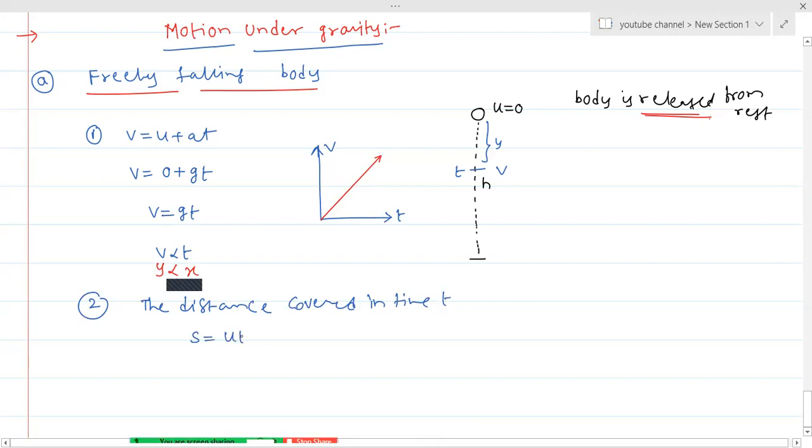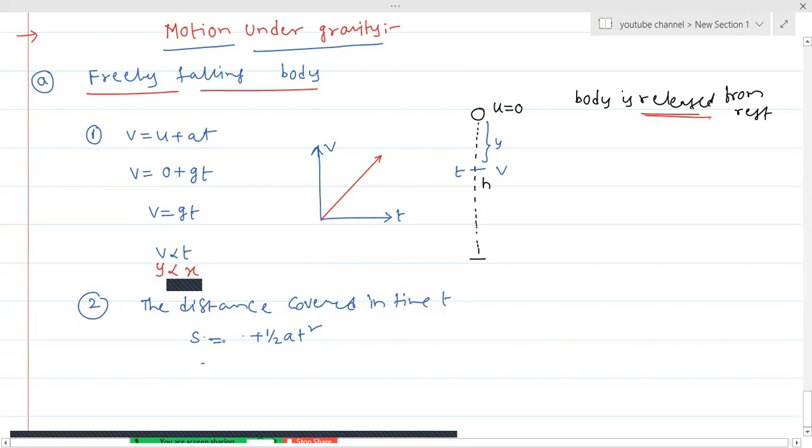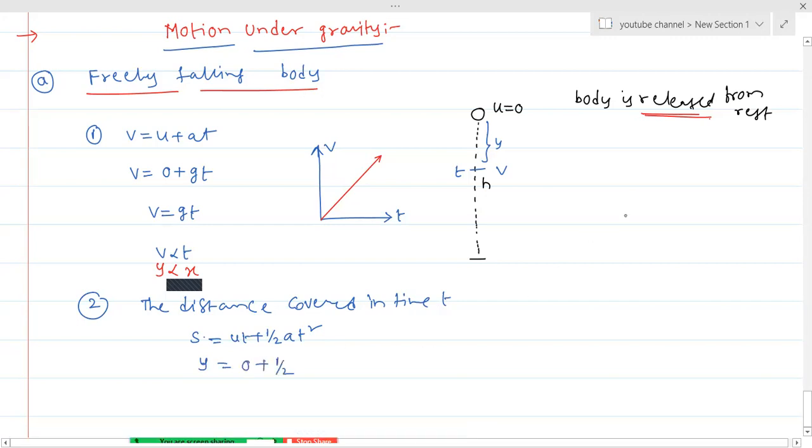Generally, S equals ut plus half at square. But in the y direction you are applying. Yes, it means the distance covered is, let us say, h, or the distance covered is, let us say, y. We choose initial velocity equal to 0, plus half into acceleration.